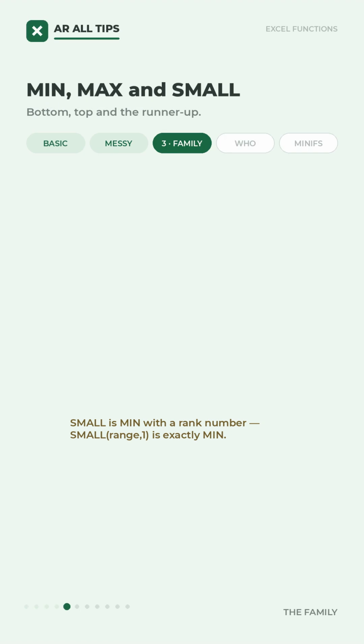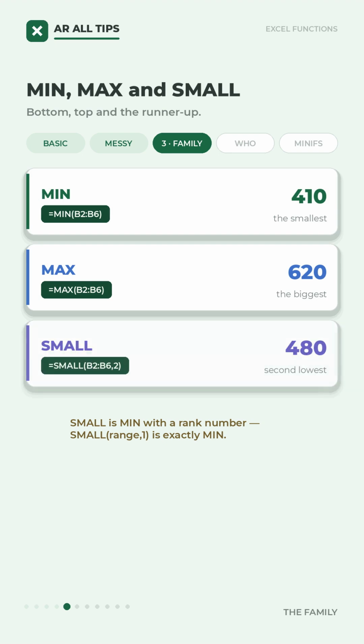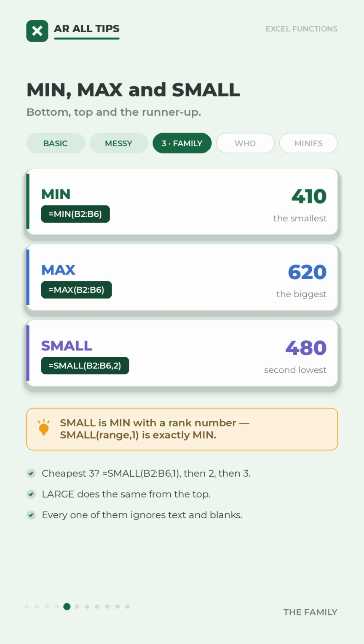MIN has 2 siblings you should meet. MAX finds the biggest number, and SMALL goes further. SMALL with a rank of 2 gives you the second lowest, perfect for a top 3 cheapest list. Here's the neat part. SMALL with a rank of 1 is exactly MIN.